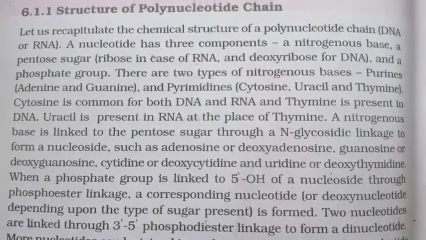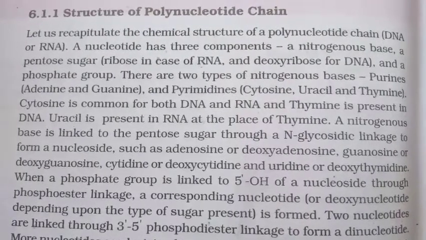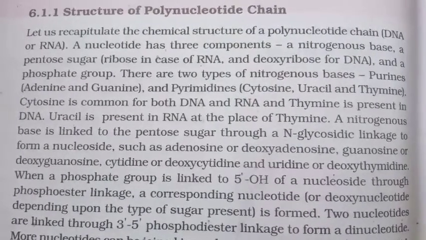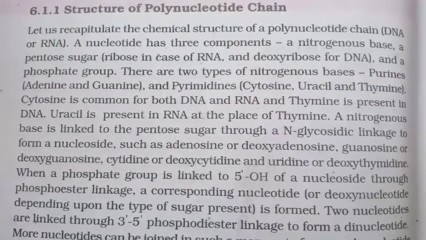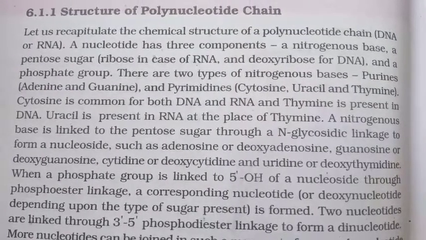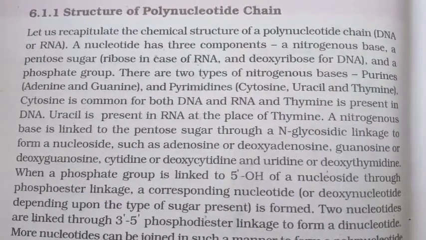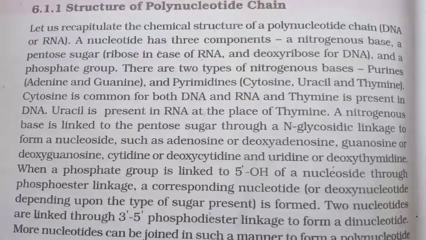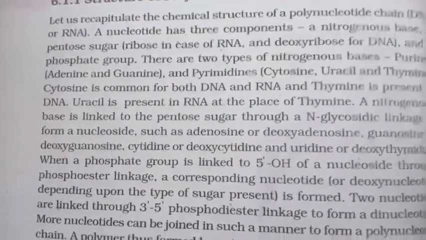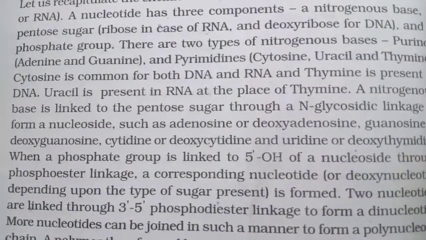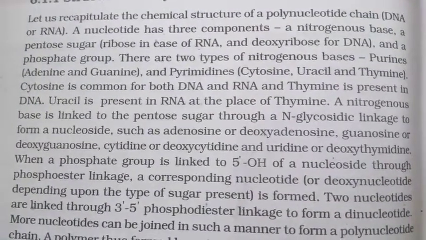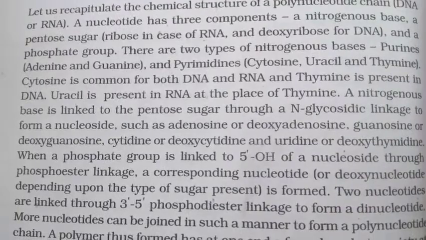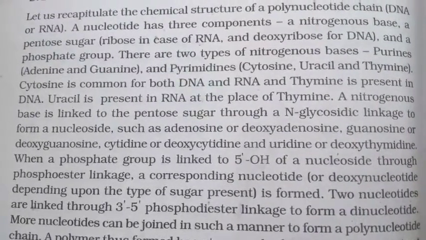And there are two types of nitrogenous bases: purines, adenine and guanine, and pyrimidines, that is cytosine and thymine in case of DNA, and uracil in place of thymine in the RNA. Cytosine is common for both DNA and RNA, and thymine is present in the DNA only, and uracil is present in RNA at the place of thymine.